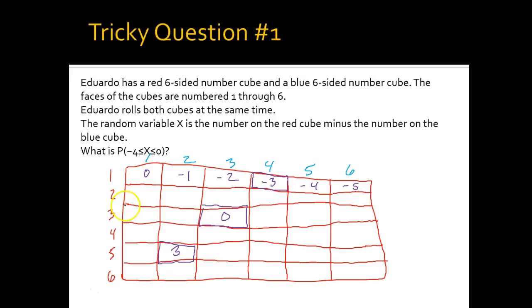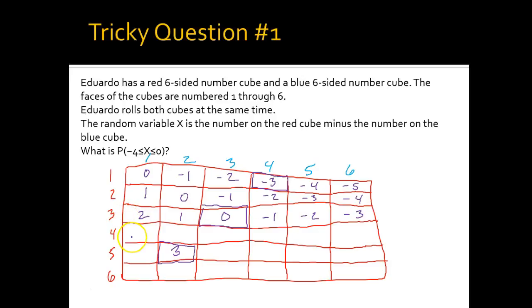And then when red is 2 and blue is 1, 2 minus 1 is 1. But 2 minus 2 is 0, and 2 minus 3 is negative 1, and so on and so forth. Negative 2, negative 3, negative 4. I hope you're seeing a pattern here. When red is 3 and blue is 1, 3 minus 1 is 2. 3 minus 2 is 1, 3 minus 3 is 0, 3 minus 4 is negative 1, and so on.